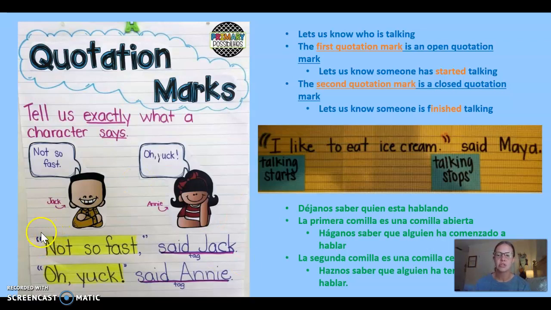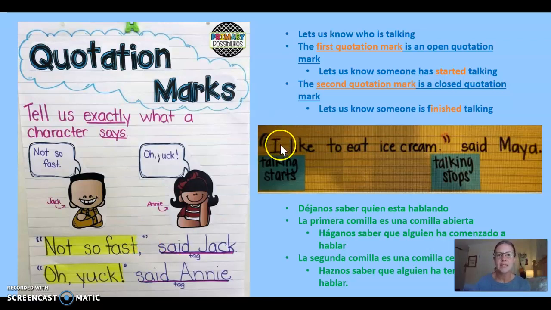The first quotation mark, the one at the beginning of the sentence, is an open quotation mark. That's how you know someone has started talking. They just started talking, they're still going, they're about to say something. And then once they finish talking and have said everything that they want to say, you have another quotation mark, and this one is called a closed quotation mark. That tells us that someone is finished talking.